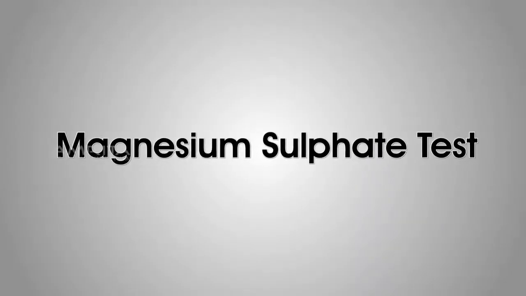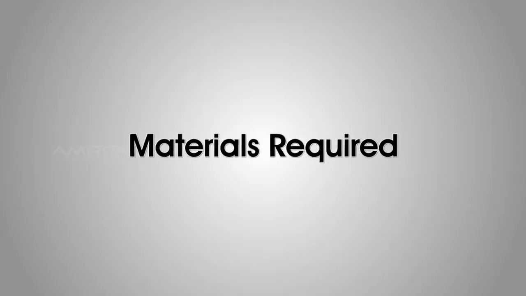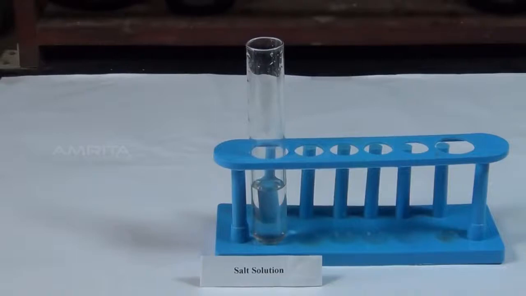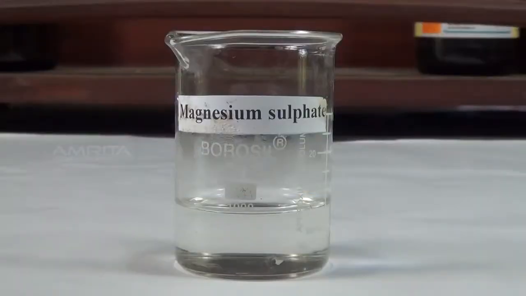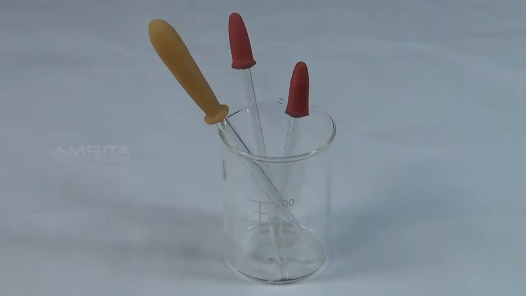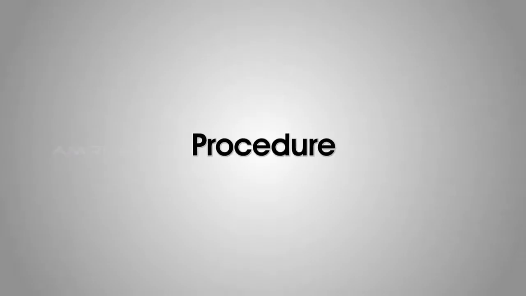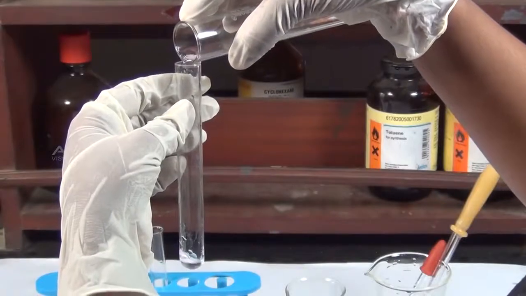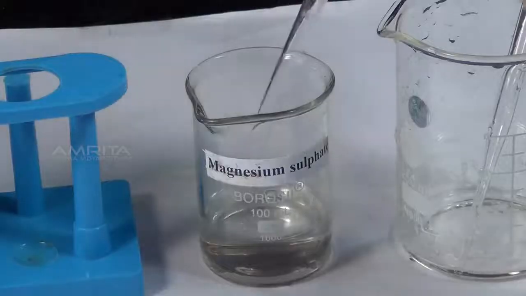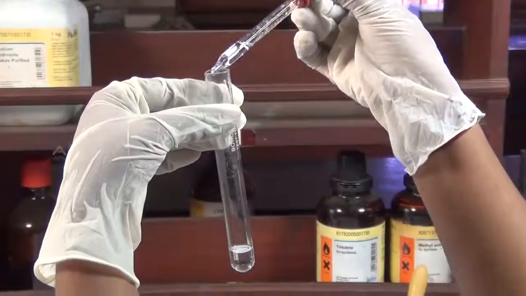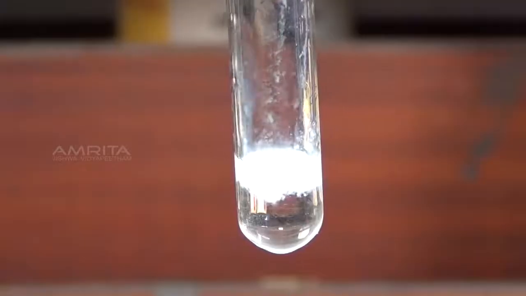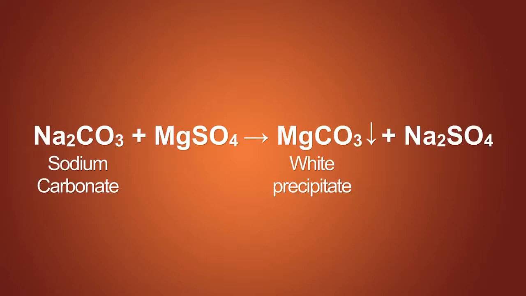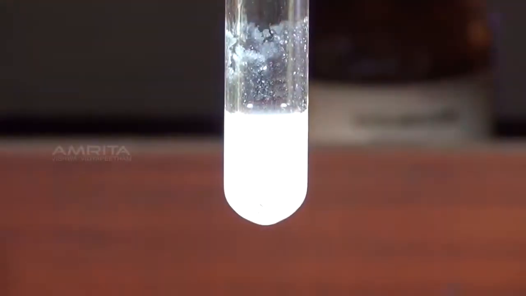Magnesium sulfate test. Materials required: aqueous solution of the salt, magnesium sulfate solution, test tube, and a dropper. Procedure: take a small amount of aqueous solution of the salt in a test tube. To this, add a small amount of magnesium sulfate solution using a dropper. Carbonate reacts with magnesium sulfate to form a white precipitate of magnesium carbonate.